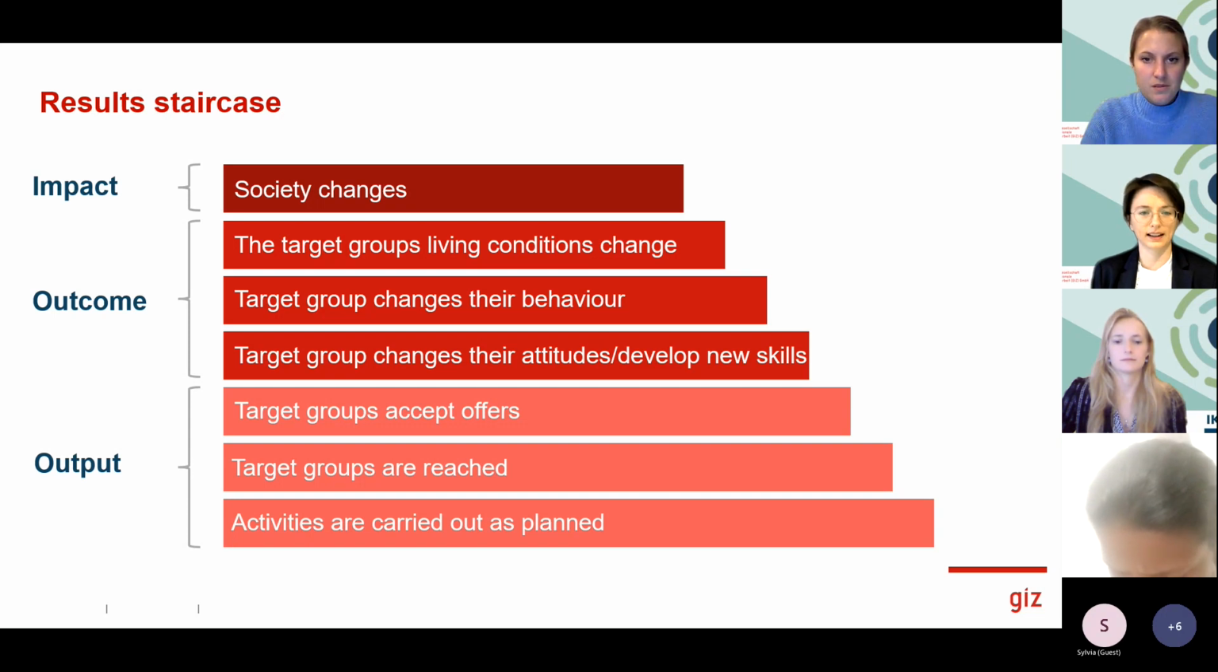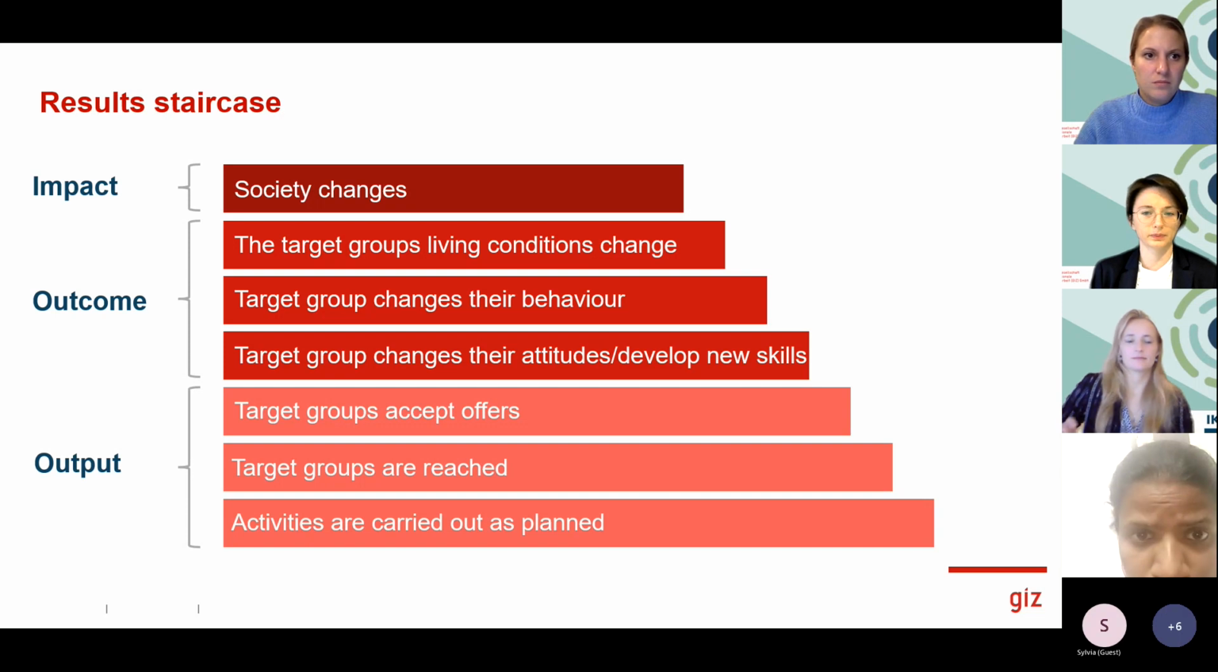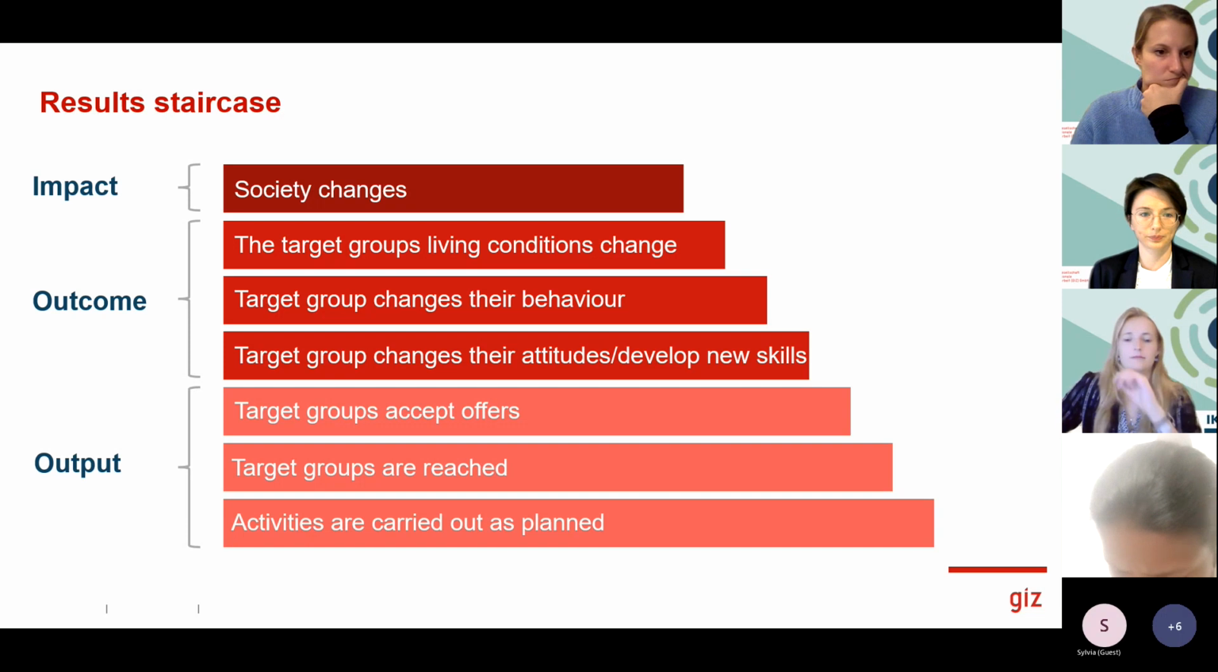Impact and outcomes are generated by the products, services, and support that a project provides. That is why the outputs are the specific changes we aim to achieve through our measures.